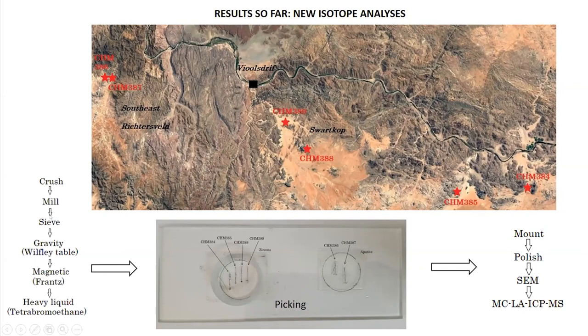The samples were crushed, milled and sieved, and then the separation: first gravity and magnetic, then heavy liquid separation. Then I handpicked the zircons and apatite grains under the microscope, and this is where it currently stands. These are embedded in double-sided tape at the moment. They must now be made into epoxy mounts, polished, and then sent to Johannesburg for the analyses themselves, the laser ablation analysis.